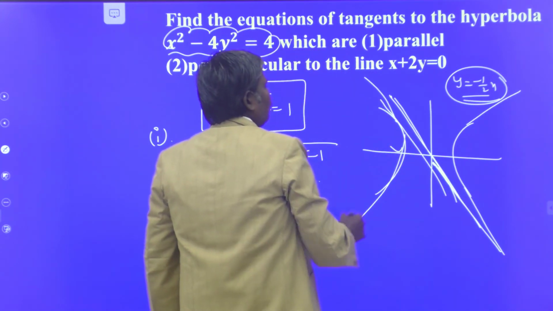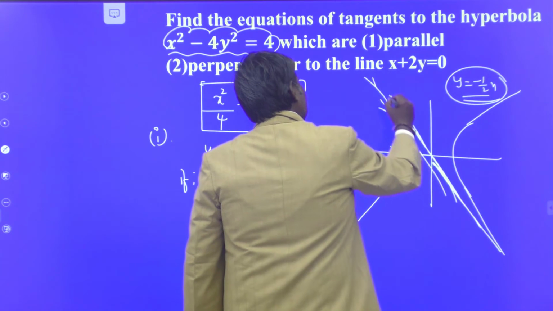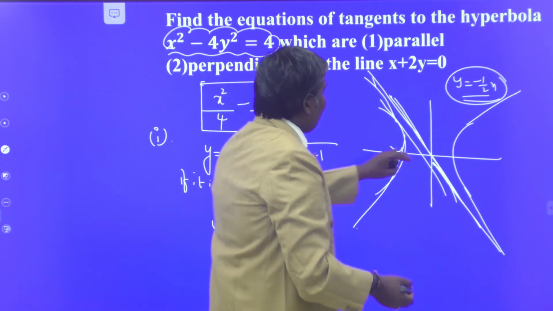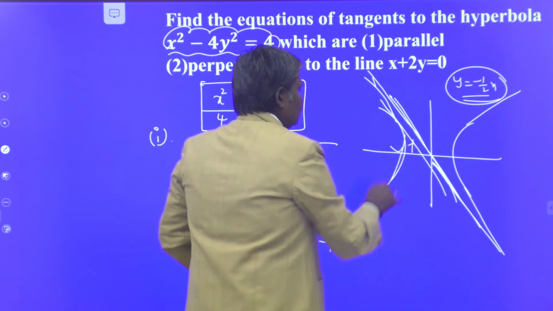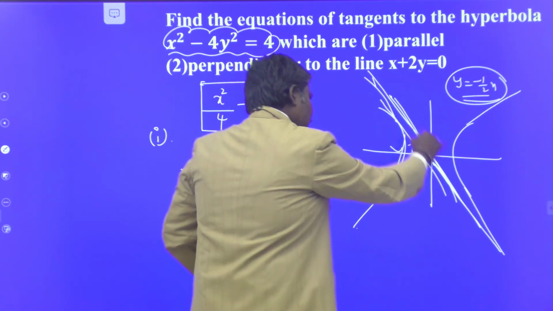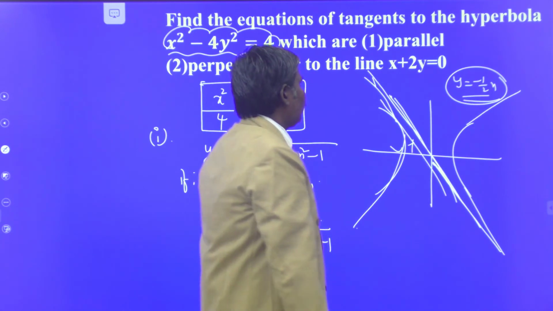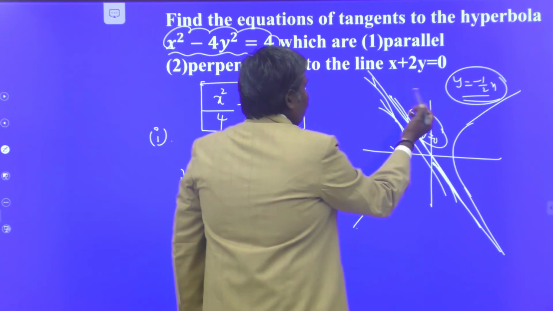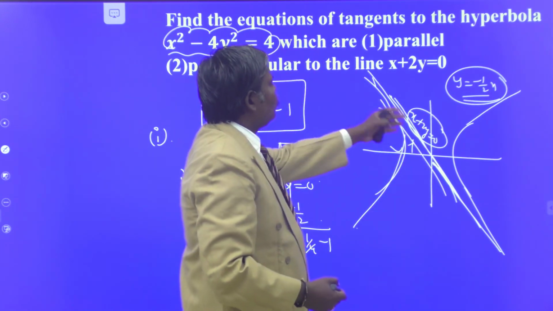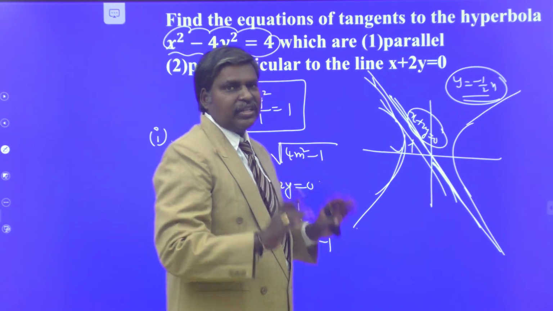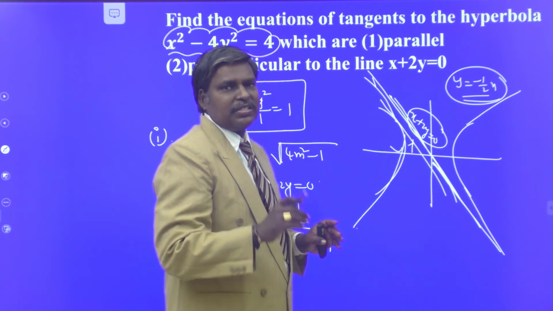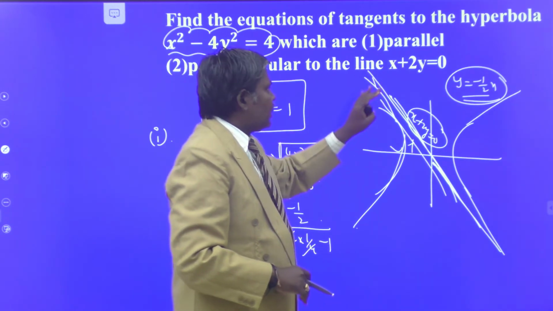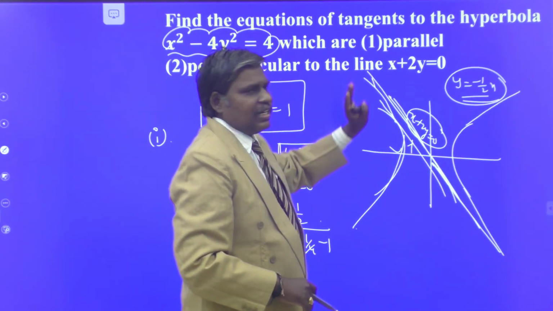Understand? This is my hyperbola. The given line itself is tangent to the hyperbola. There is no other line which is parallel to that line and is tangent to the hyperbola. The line itself is tangent to my hyperbola. What is the line? x plus 2y equal to 0. From the beginning we don't know whether it is tangent or not. What they are asking is to find the equation of tangent to my hyperbola that is parallel to this line, but indirectly they have given that it is tangent itself.